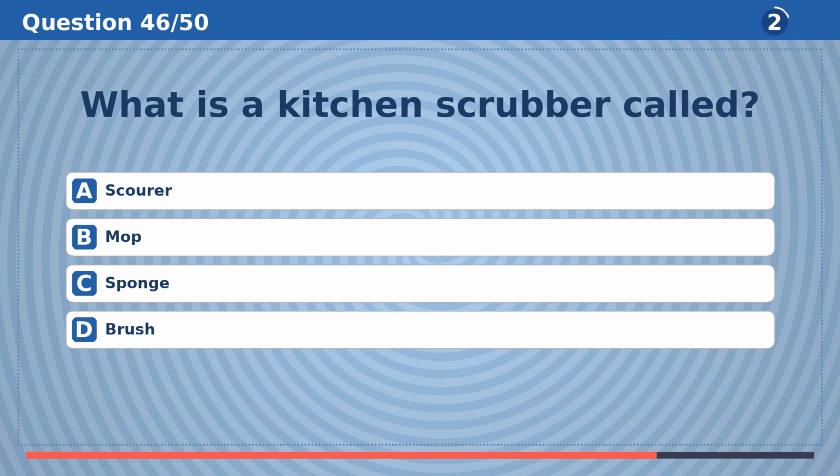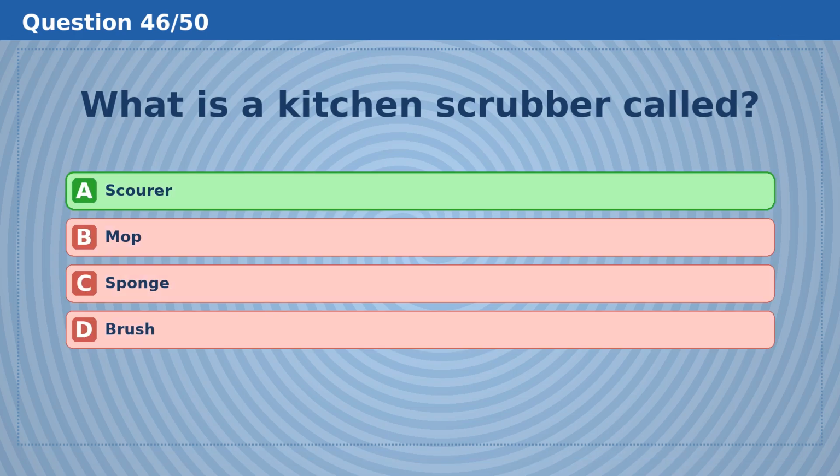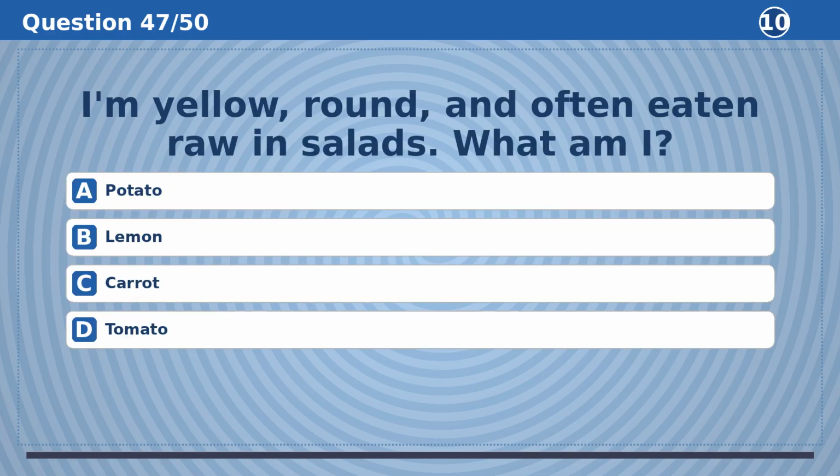What is a kitchen scrubber called? The answer is A, scourer.